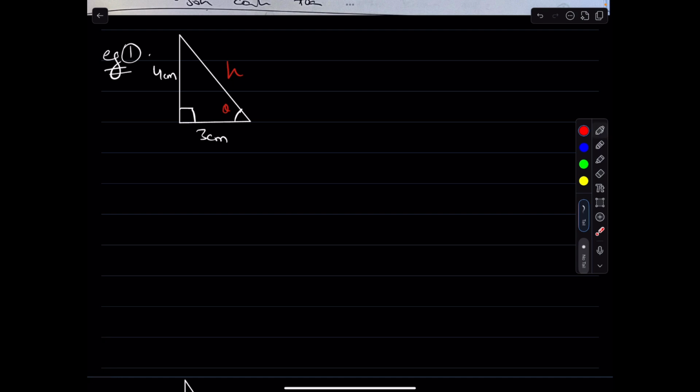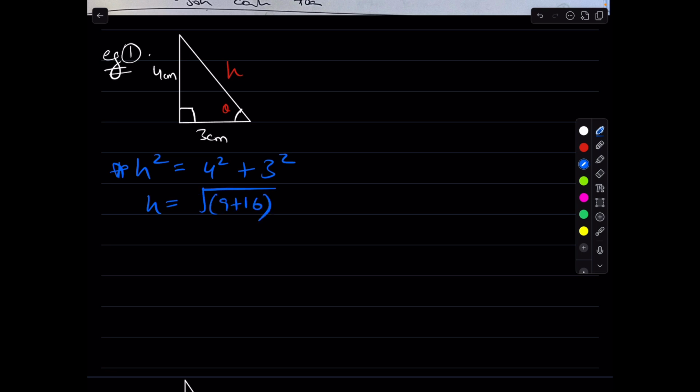So let's say for example we have this. We need to find the hypotenuse and the angle. So first of all, let's start with finding the hypotenuse. Let's call this h as label. We have 4 squared plus 3 squared. h is root of 9 plus 16, thus h is root of 25 and h is equal to 5.